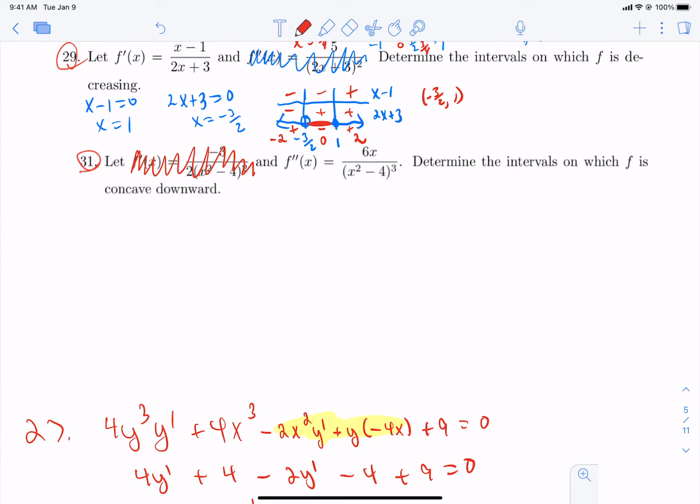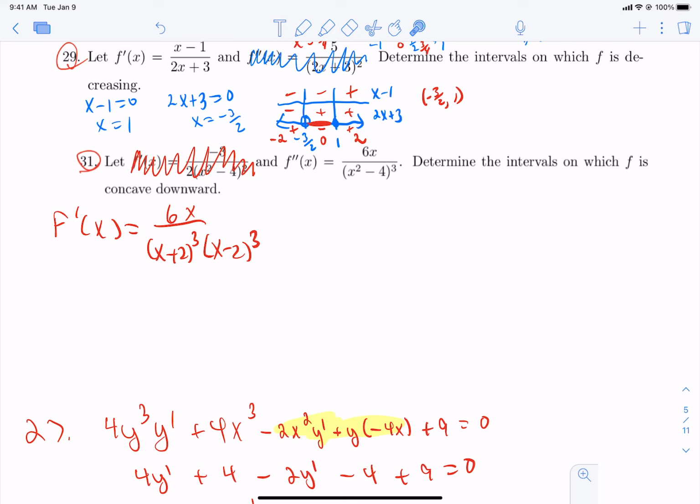So for 31, it is concave down where the second derivative is negative. So we have to do the same exact thing, a plus or minus chart. Now, it's not fully in factored form, so let's get it in factored form. This is technically 6x over (x plus 2) cubed and (x minus 2) cubed. Why is that? Well, x squared minus 4 is (x plus 2) times (x minus 2), and there's 3 of each of those.